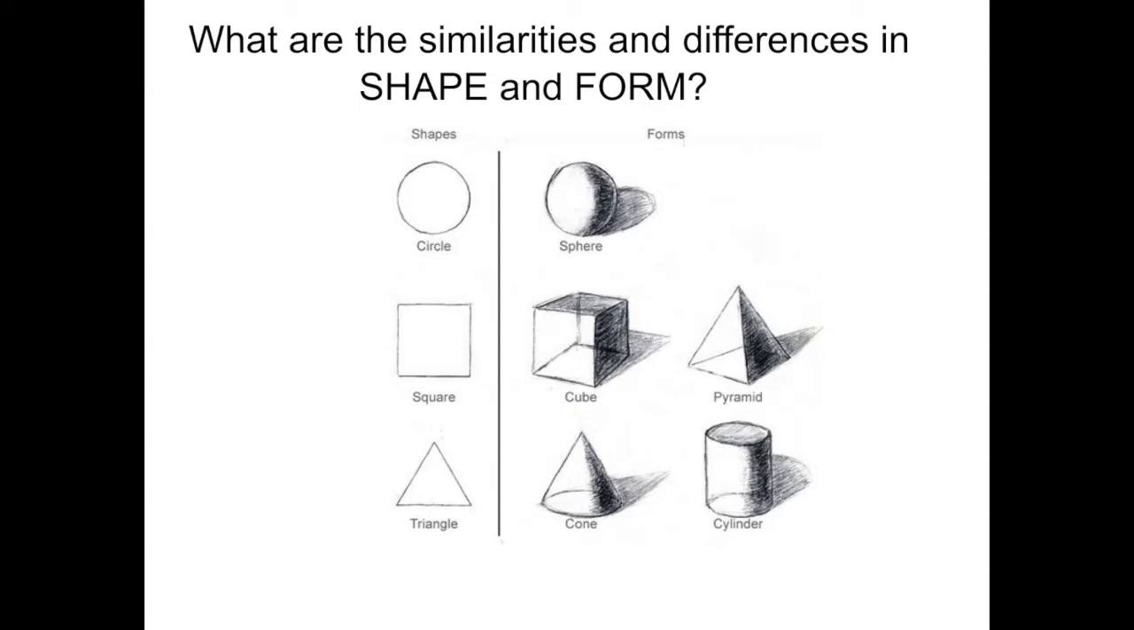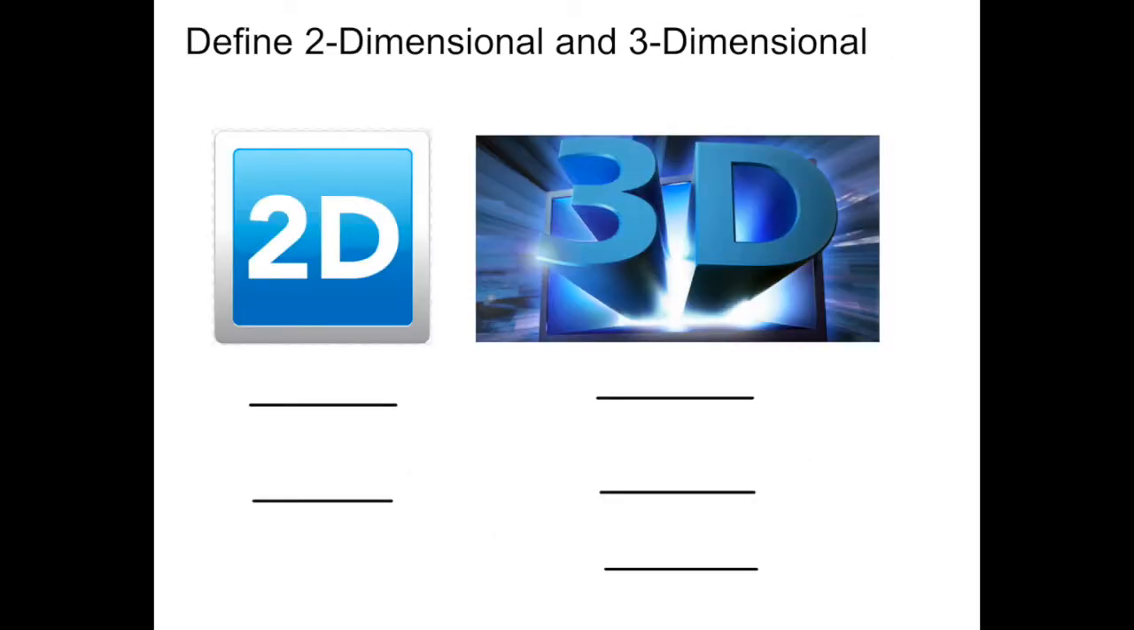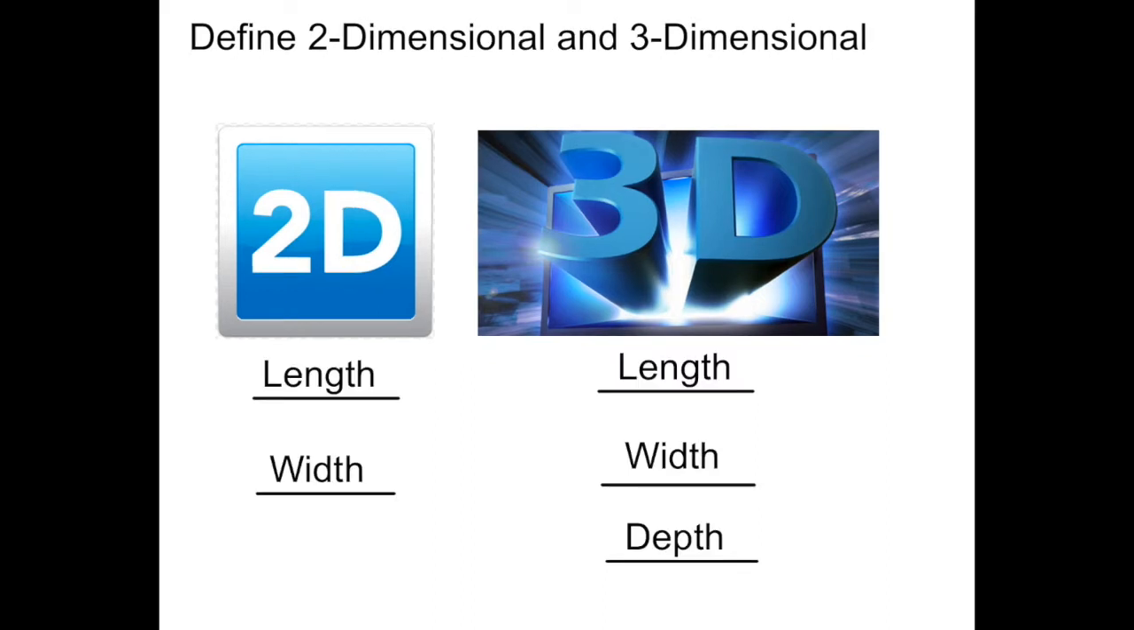Shapes are flat and 2-dimensional, and forms are 3-dimensional. Let's talk about what that means. 2-dimensional shapes have 2 things you can measure: the length and the width. 3-dimensional forms have 3 ways you can measure: the length, the width, and the depth.